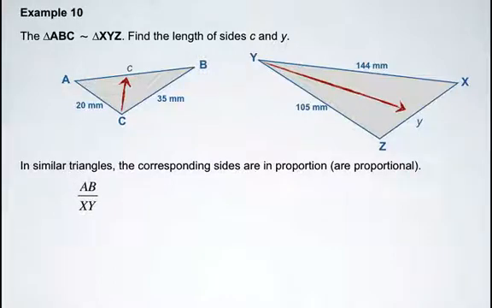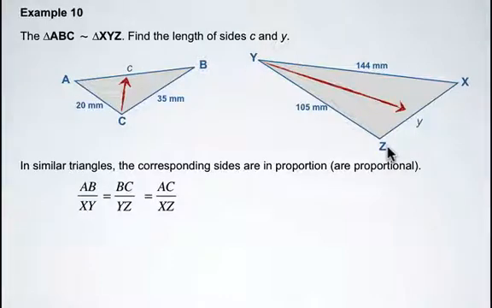So we have this situation where we have side AB, the ratio of it compared to side XY is going to be in the same proportion to side BC compared to YZ. And similarly, the third ratio of AC compared to XZ.